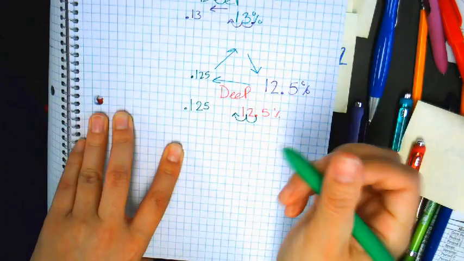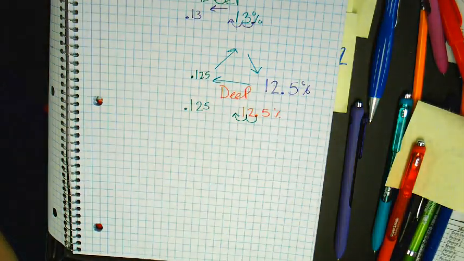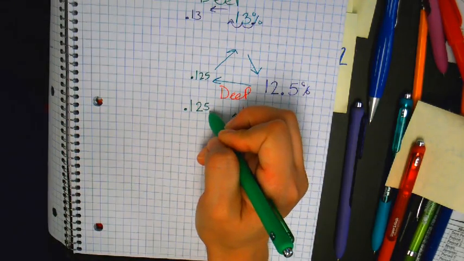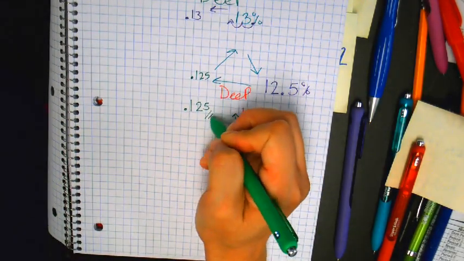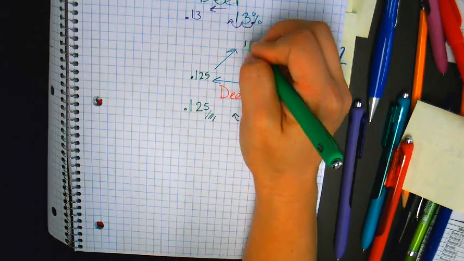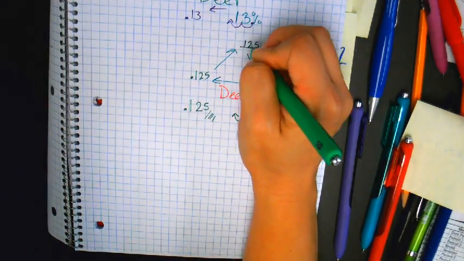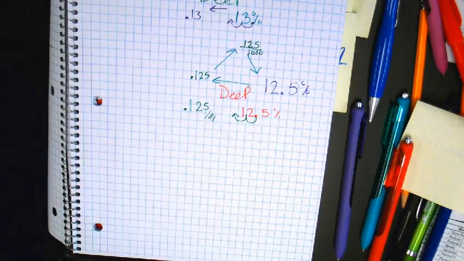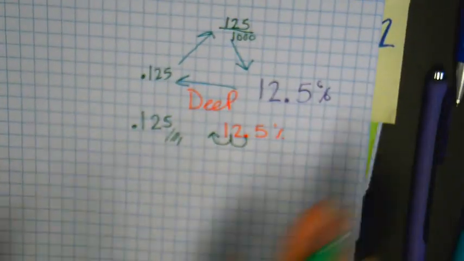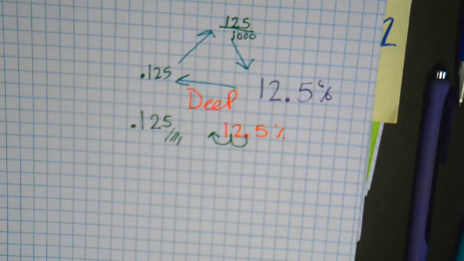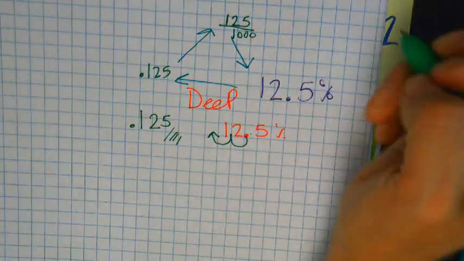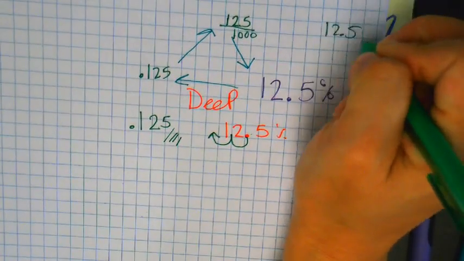And then my fraction, what? The 5 is in what position? 1,000. So it would be 125 over 1,000. If you want it out of 100, it would be 12.5 out of 100.